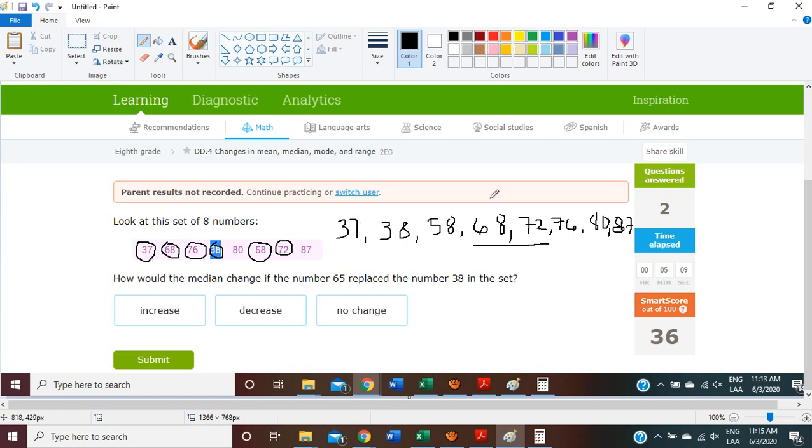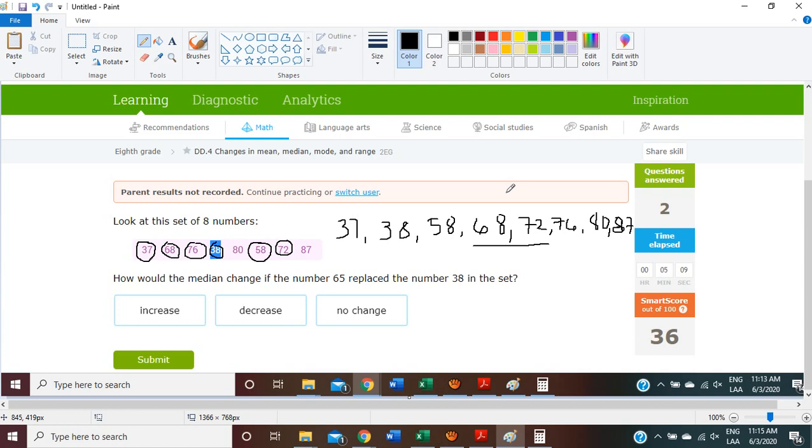So when this happens, because we hadn't had this situation before, when we have 2 numbers in the middle, what we have to do is to get the mean or the average of these 2 numbers. So just by looking at them, it is going to be 70, right? Because it's where the middle of these 2 numbers is.